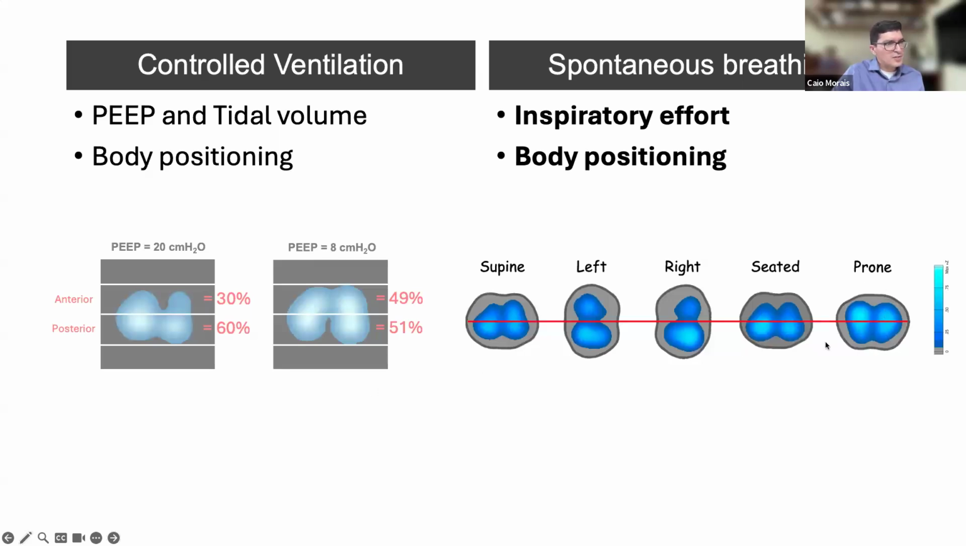But this image shows clearly that we must consider the position in which we are monitoring the patient, to understand later what the image suggests to us.